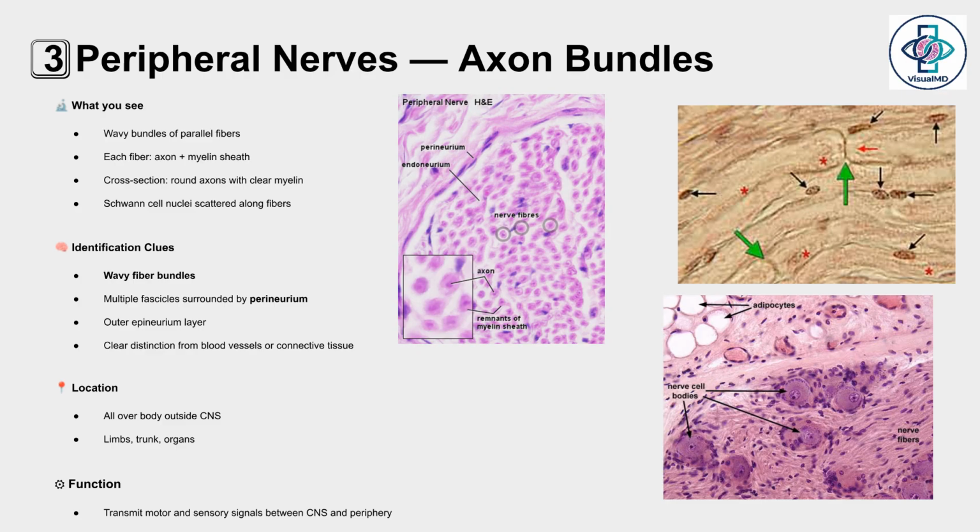Peripheral nerves are wavy bundles of parallel axons surrounded by connective tissue layers. They transmit motor and sensory signals between the central nervous system and the body periphery.